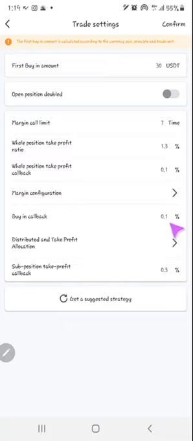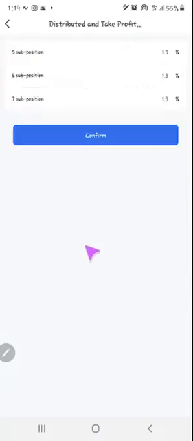So that's the callback function. You leave it at 0.1. However, you can always change your configuration to suit what you want. Okay. Now, distributed take profits. Okay, this is for sub positions. We are going to explain that later. Just leave it as 1.3, 1.3, 1.3.